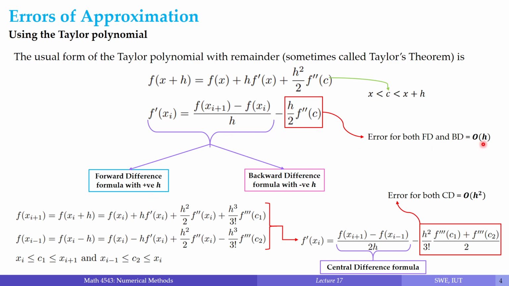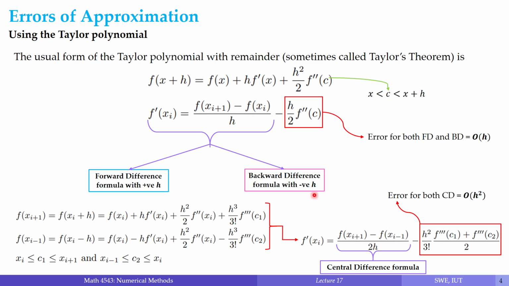Is of order h, right? Because the term that we are left out with is h by 2, so it has an h factor. So whatever errors we're encountering are of order, or of complexity, big O of h, okay, for both our forward difference and our backward difference.